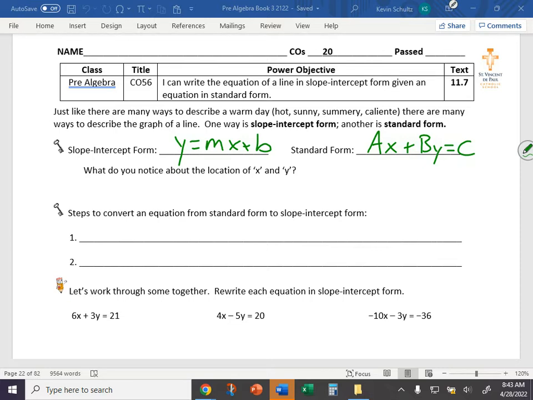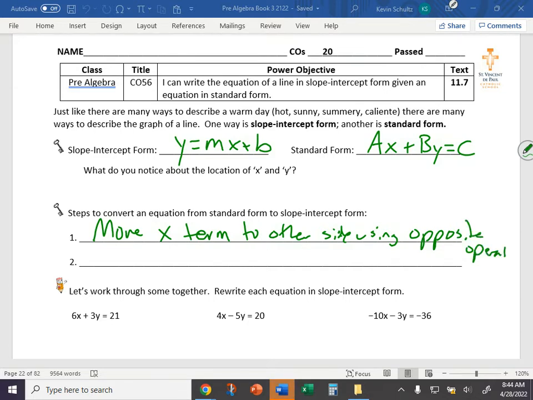Move x term to the side using opposite operations. Yes, move the x term to the other side using those opposite operations. Okay, and what was step two? Kylie. Divide all terms by the coefficient to y.